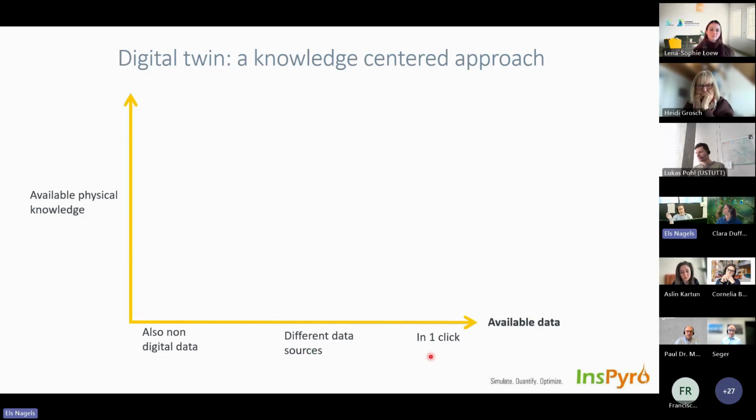And then you have situations where there is an extensive database where all data is collected in an easily accessible database. In other words, if you need something, with one click, you can get the numbers and information from your database. And on the vertical axis, I'd like to plot the physical knowledge. Lower on the axis, there is very little physical knowledge. Higher up the axis, there is more knowledge.